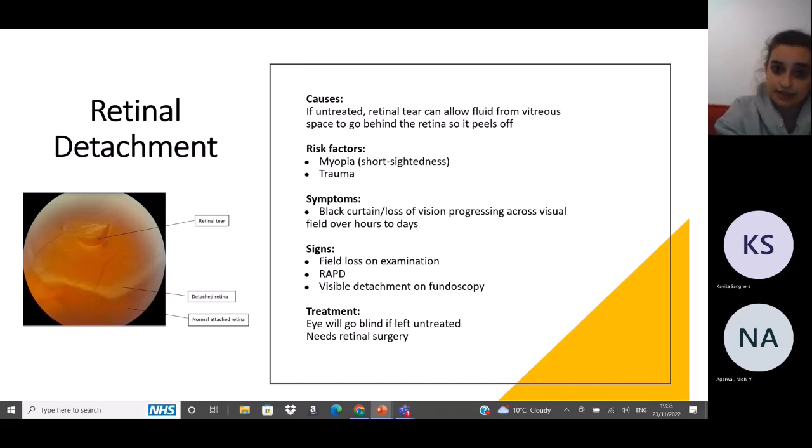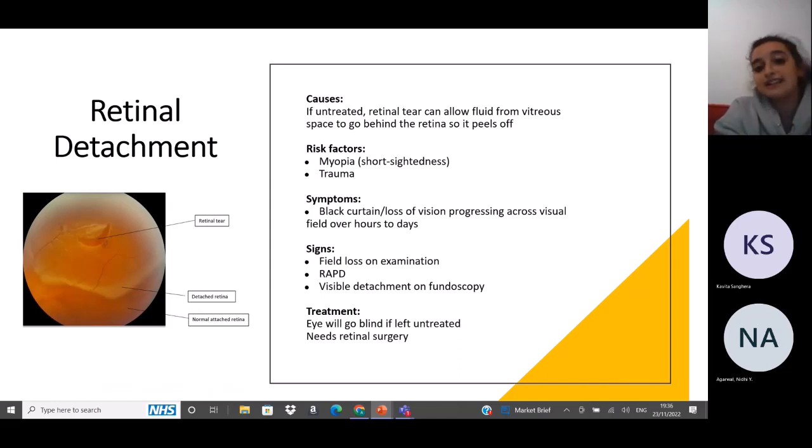So retinal detachments, if they're untreated, then just a small tear can get fluid behind it and cause the retina to peel off from the back. So even if it's just a very small retinal tear, it does need treatment. Risk factors: people who are short-sighted are more likely to get it, just to do with the anatomical shape of the eye. And then trauma as well is a common cause.